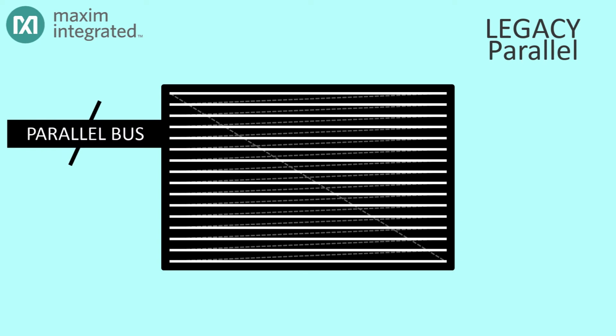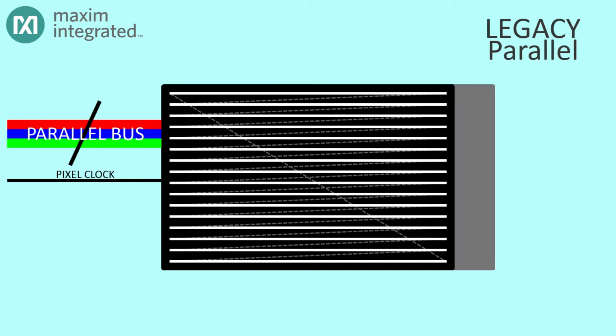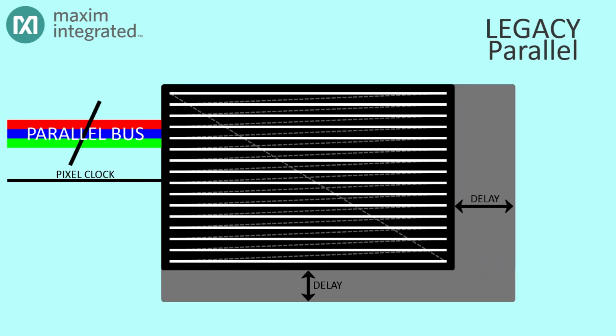Now, frequently the bus will be divided into the three primary colors, red, blue, and green, but it's possible that the camera or the display might use a different color space. A clock signal indicates when a new pixel is ready on the bus. At the end of each row and at the end of each frame, there's a delay. In the days of cathode ray tubes, this delay allowed the electron beam to snap back to the beginning of the line or to the top of the frame.